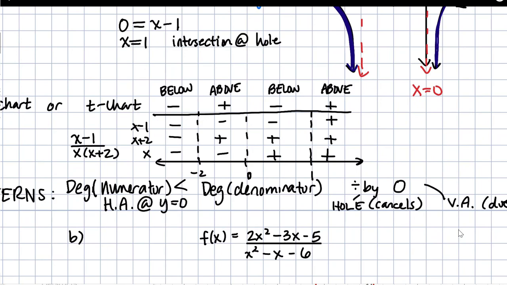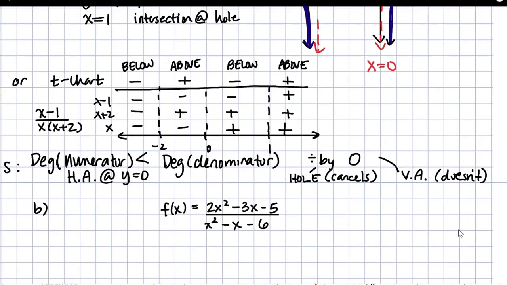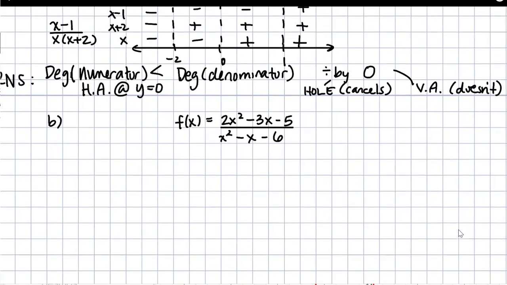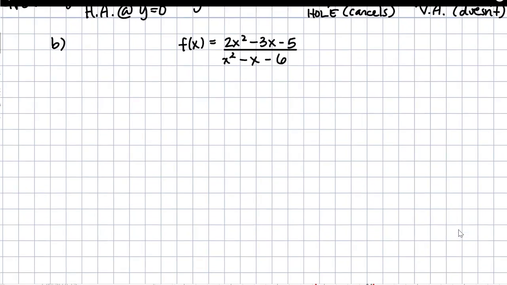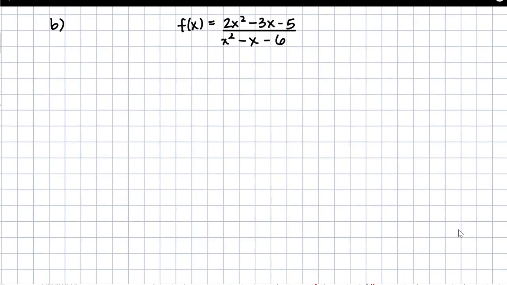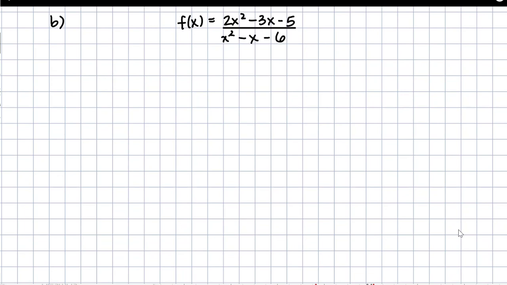Okay, so let's take a look at another example. For this example, we're going to graph the function f of x equals 2x squared minus 3x minus 5 over x squared minus x minus 6.